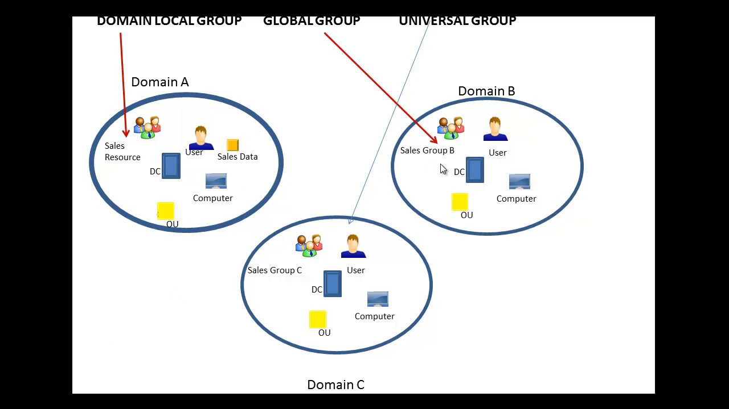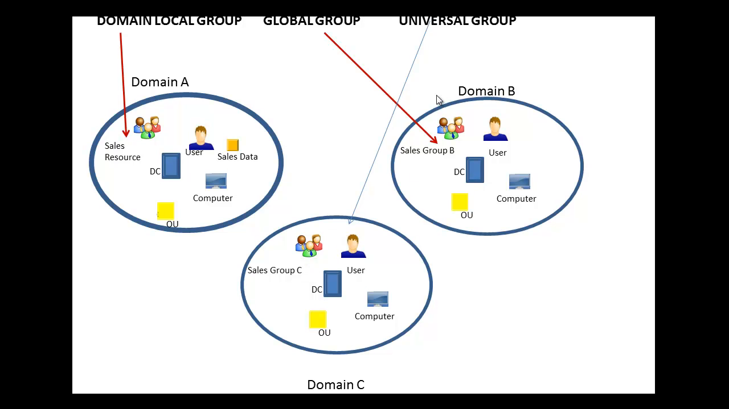In domain B, the users that you put in that sales group B must be from domain B. In domain C, the users that you put in the sales group C must be from domain C. And they both are called global groups.